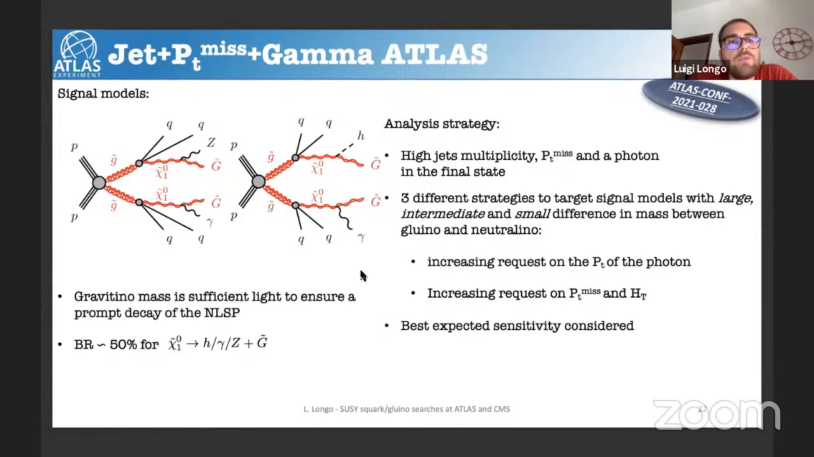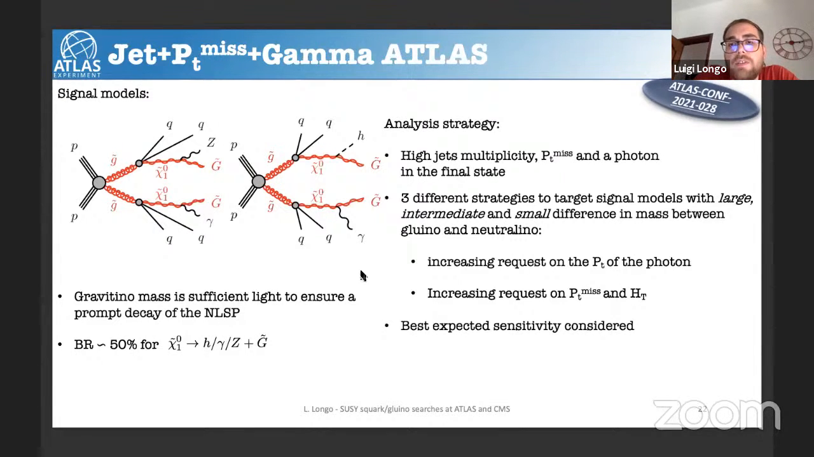Here we will focus on a signal model where we have a production of the gluino that decays again into a pair of quarks and a neutralino, and then the neutralino could decay into a Z, a photon, or a Higgs boson, and then a gravitino. In this case, the gravitino mass is sufficiently light to ensure a prompt decay of the next-to-lightest particle. The branching ratio is assumed to be always 50% for the neutralino decaying into photon or Z, plus the gravitino at the end. So there were 2 signal models at the end, as they are shown here on the diagram on the left, that were considered. The final state is characterized by a photon and high jet multiplicity.